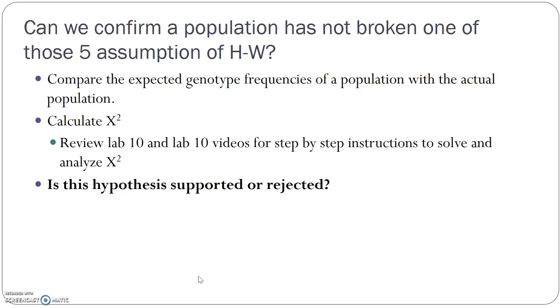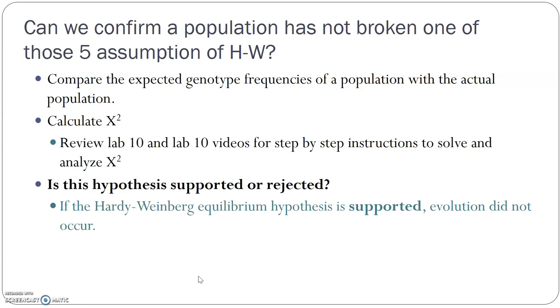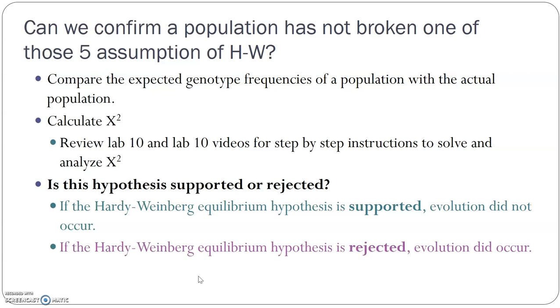Now also note that in this lab you are going to be asked one more question. You are going to be asked, did evolution happen or not? So remember, Hardy-Weinberg is hypothesizing that evolution did not happen, right? So if the Hardy-Weinberg equilibrium is supported, then evolution did not happen. We saw no change in our allele frequency. If, though, we reject that hypothesis, it means there was a change in the allele frequency that was significant enough that we know evolution did happen.